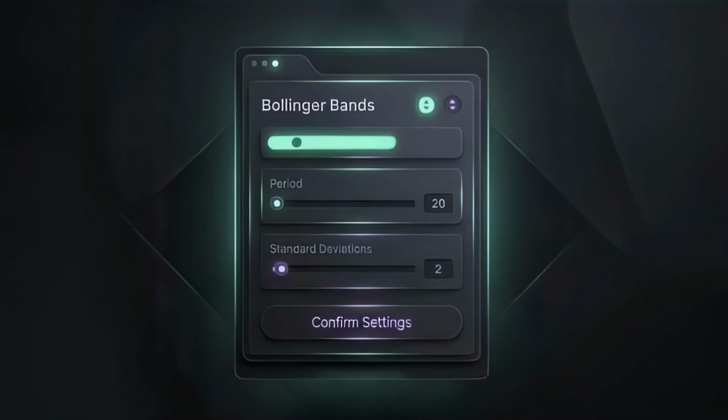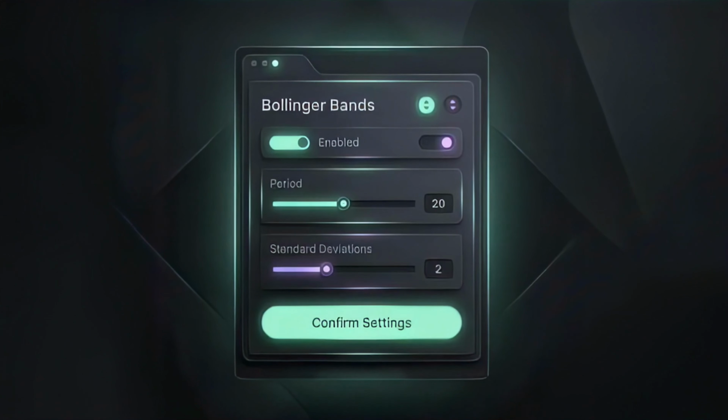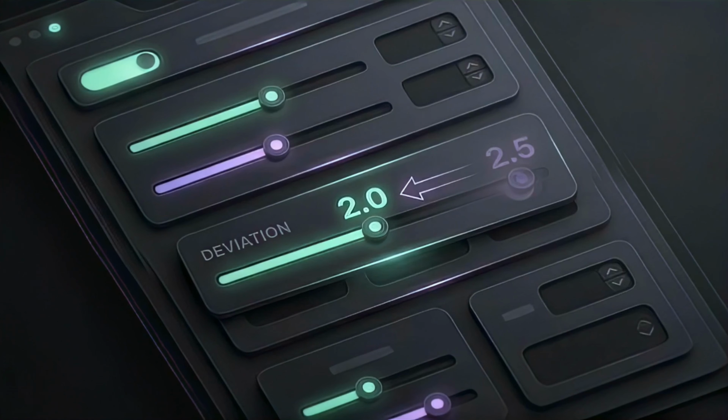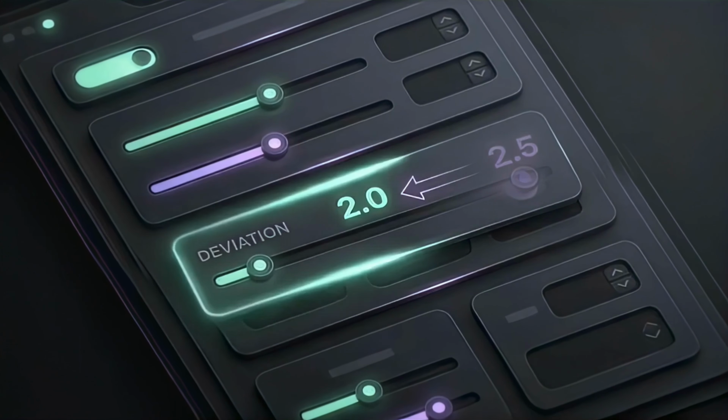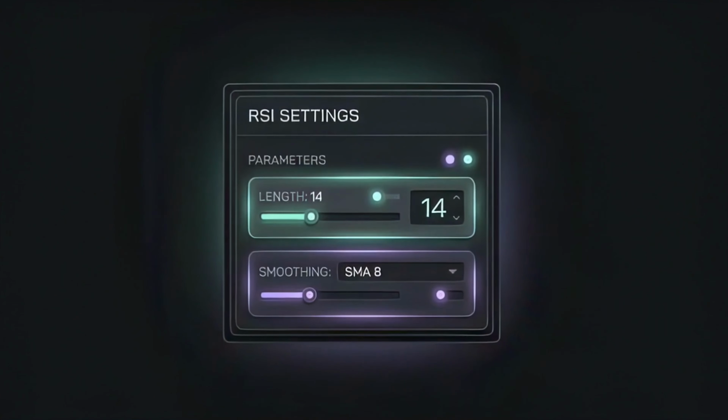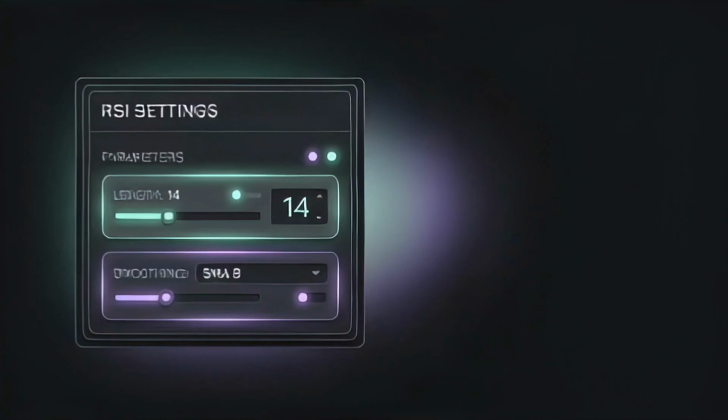Set the bands to length 20, basis on the simple average, source on the close, offset 0, and bring the deviation back to the standard 2, because at this time frame you want the bands to breathe normally rather than sit unusually wide. Then set the strength index to length 14, with a simple smoothing of length 8.